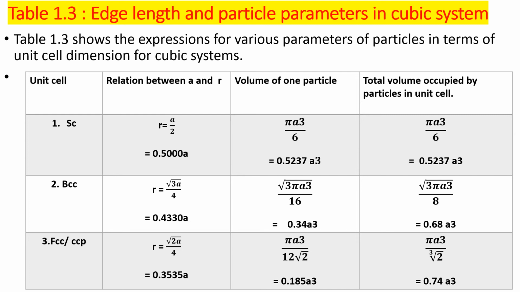And the last column, the total volume occupied by particles in the unit cell, is equal to pi a cube upon 6 for SCC. It gives 0.5237 into a cube. In BCC, root 3 pi a cube upon 8, it gives 0.68 into a cube, and in FCC, pi a cube upon 3 root 2, it gives 0.74 into a cube. Okay, next point.